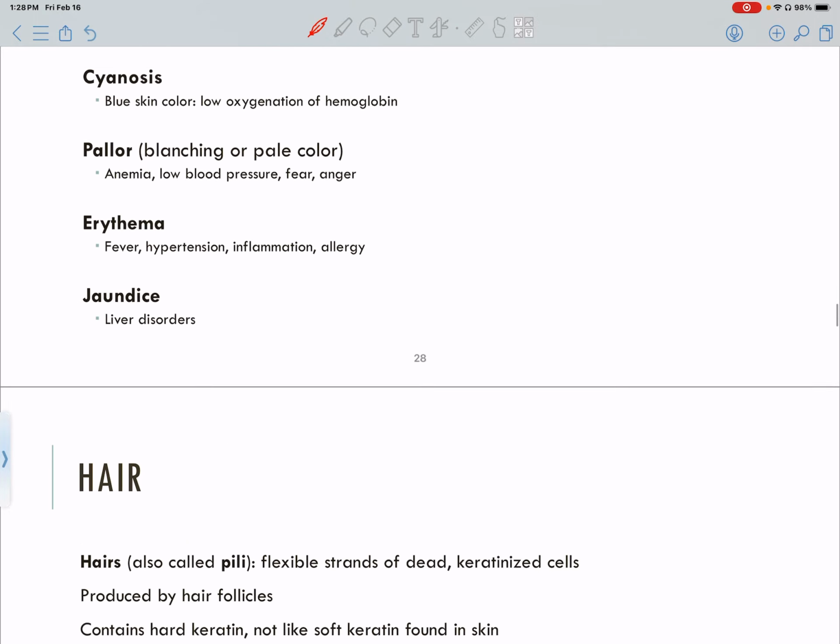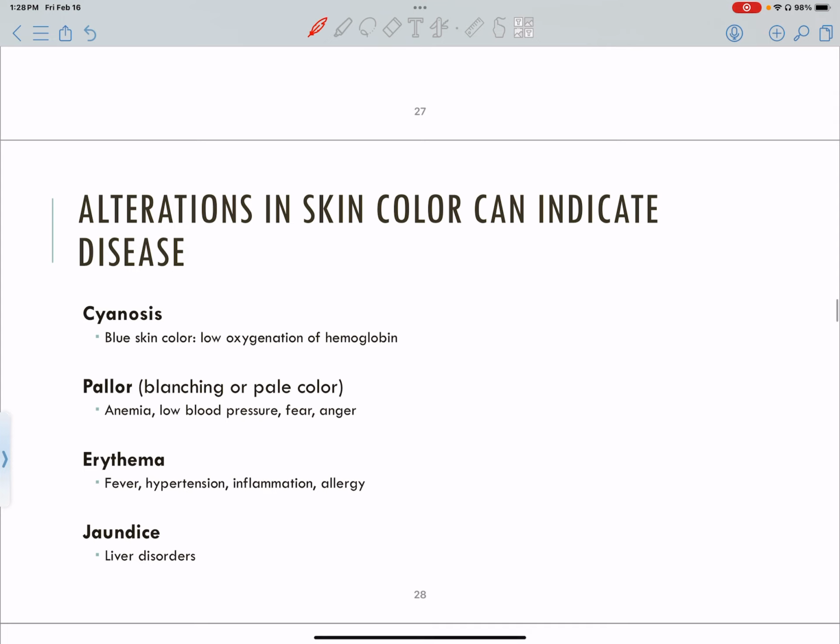You also need to be aware of alterations in skin color and how these can be indicative that you have some sort of disease. So go through your textbook and take a look at cyanosis. That's when your skin has a blue hue to it. That's going to mean you have low oxygenation of your hemoglobin.